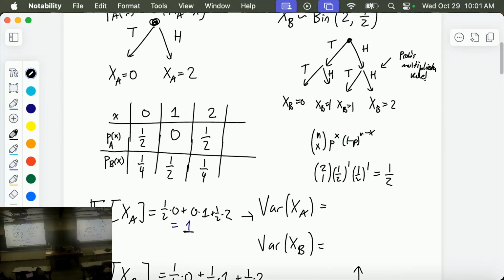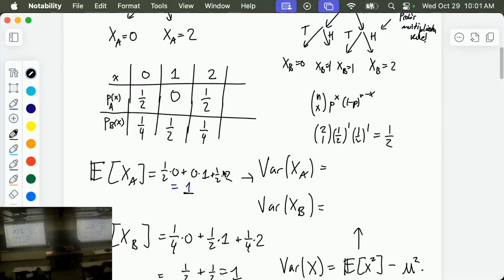I think in this case, because we want to do the expected value of x squared, I'm going to add a little x squared column or row on my table. So if x is either 0, 1, or 2, then what is x squared? Well, it's either 0, 1, or 4, you see? And now I have the probabilities, and I have the value of x squared. What is the expected value of x squared? You go over all the probabilities, and you multiply by the x squared value.